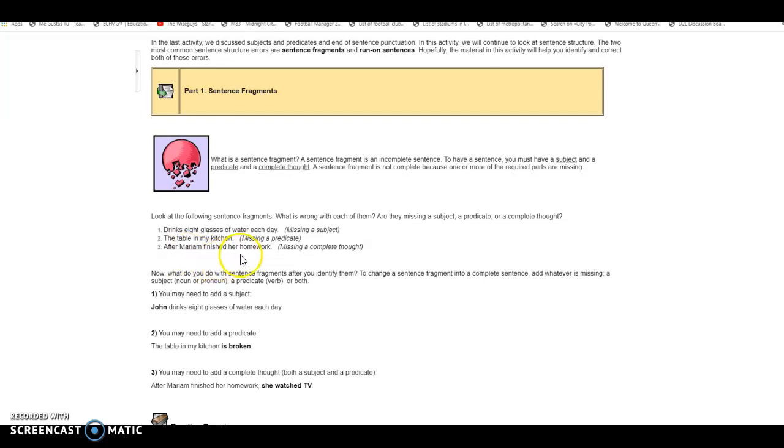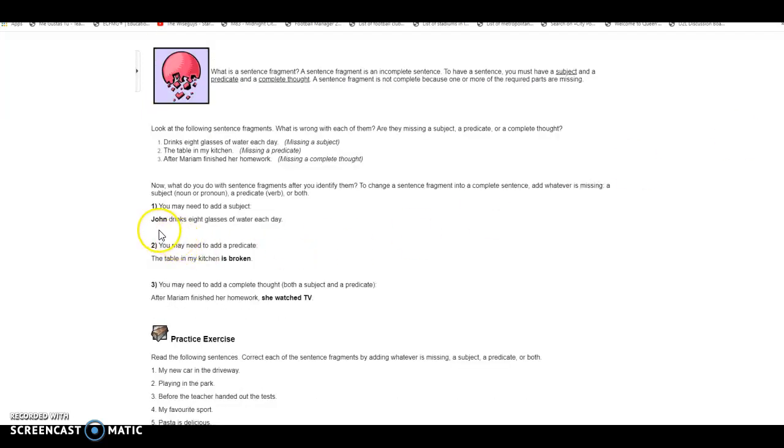So how do we fix sentence fragments? Well, we add whatever is missing, either a subject, a verb and predicate, or both. And so if we look at that first example, "John drinks 8 glasses of water each day." We've added a subject. We don't have to put John. We could put any subject in: I, we, you, but somebody has to be drinking the water.